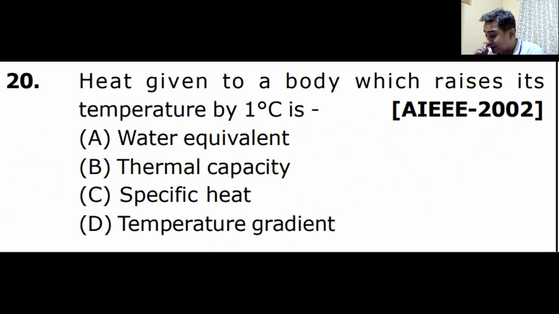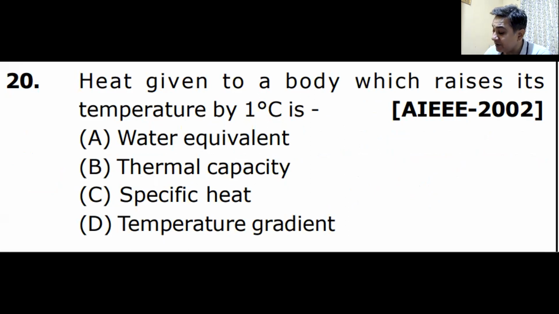Now see, this is a question from IIT. Heat given to a body which raises its temperature by 1 degree Celsius is known as: water equivalent, thermal capacity, specific heat, temperature gradient. See, that is the mistake that you have made. You are showing me it is C, but the answer is not C, bacha.